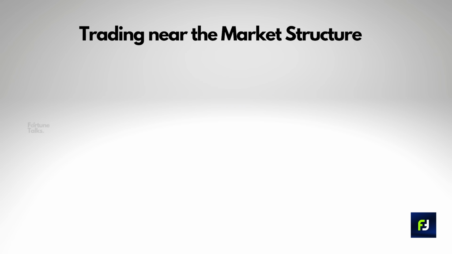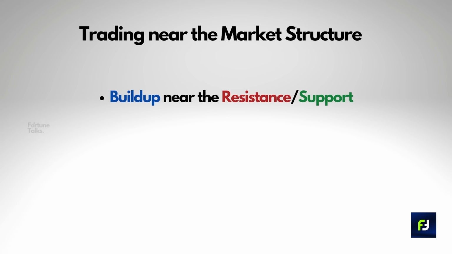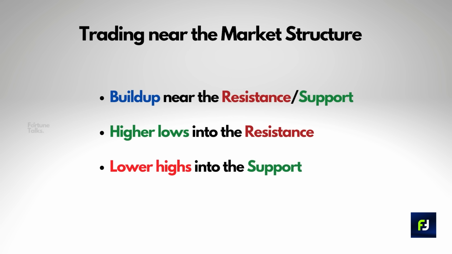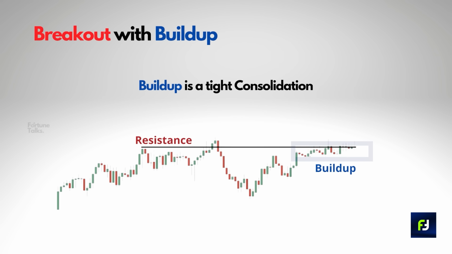The breakout trade near a market structure can be classified into three types. Number one is breakouts with build-up. Number two is higher lows into the resistance level. And finally, number three is the lower highs into the support level. Let's start with the first one, that is breakouts with build-up.